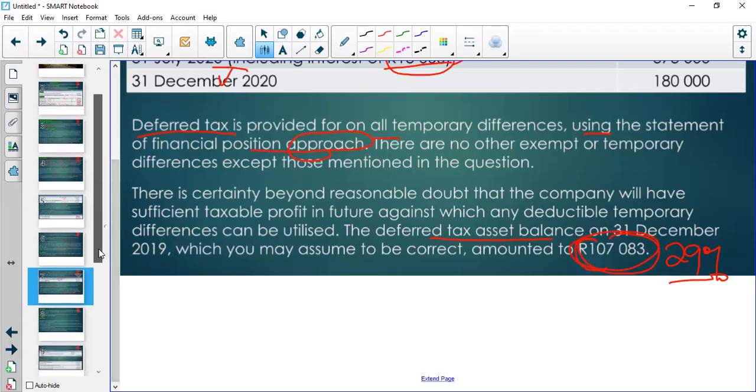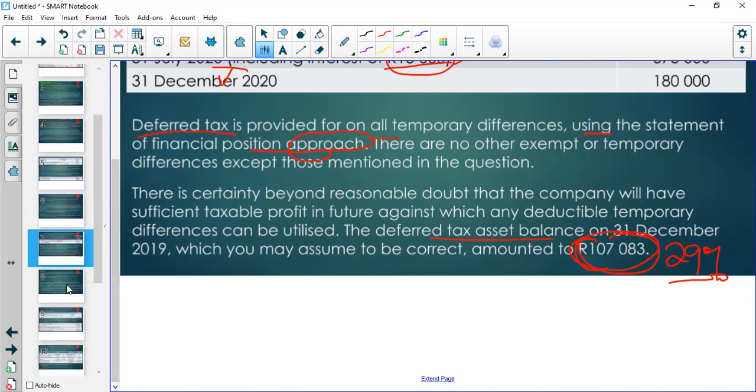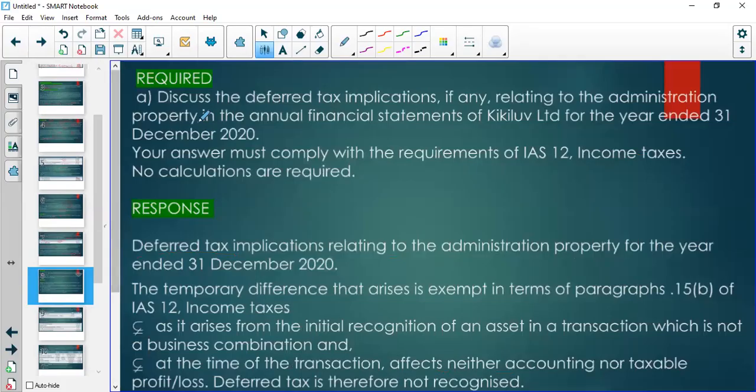So that is where we are now. All right, so nice, very nice, right? It's brilliant. So now we go to the required. The required says discuss the deferred tax implications of the administration property.